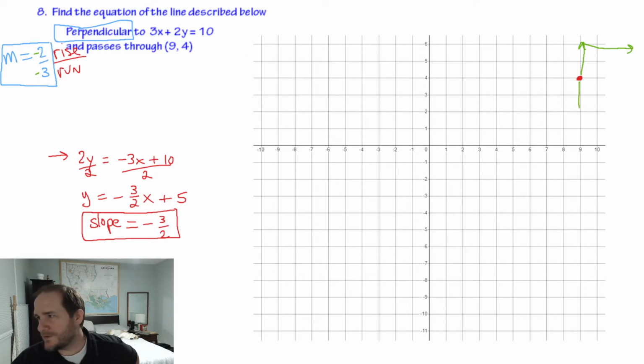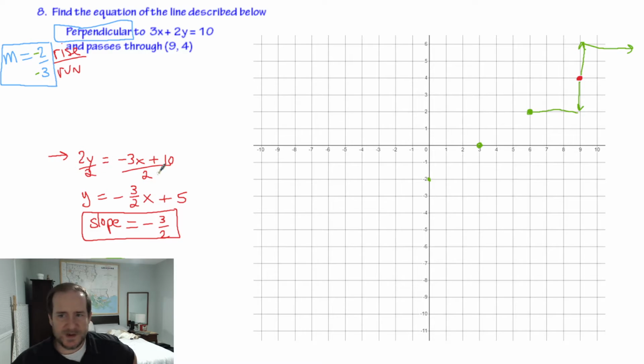So I'm going to go down 2 and left 3, and this point is a point on my line. Then I can go down 2 and over 3 again, and look at that. My y-intercept is negative 2. So we're done. The equation of the line that we're trying to write should have a slope of positive 2/3, so 2/3 x, and a y-intercept of negative 2, so minus 2.